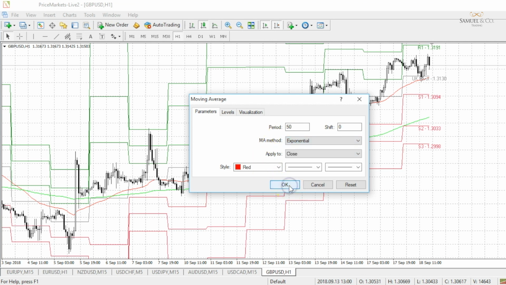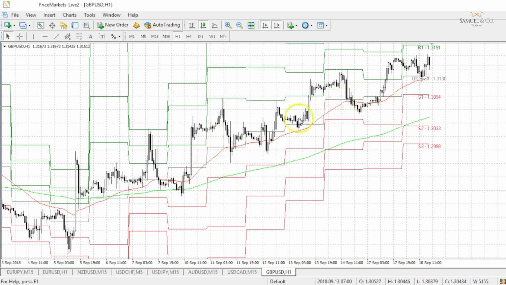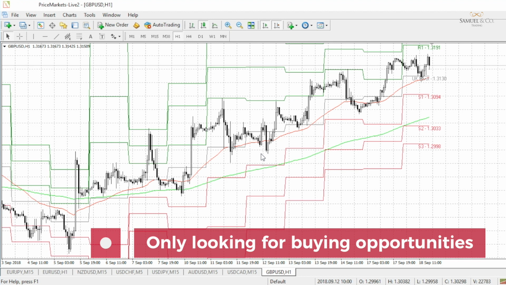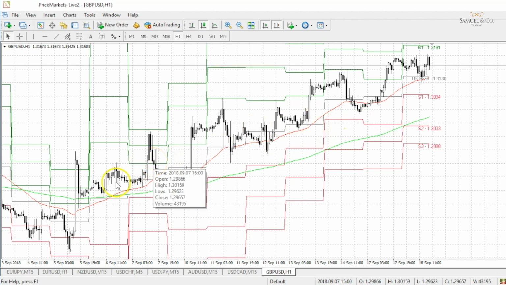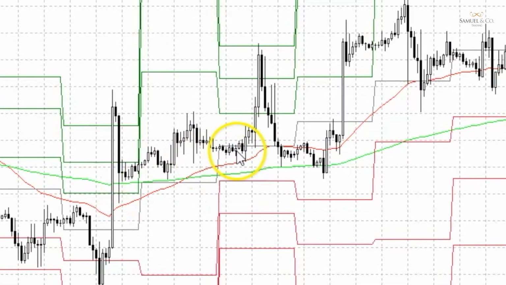Generally speaking, we call this an upward moving chart, and I can see that very clearly by my short-term moving average sitting above my longer-term moving average. And if you are a trend following trader, you'll tend to only be looking at buy entries on this particular chart.